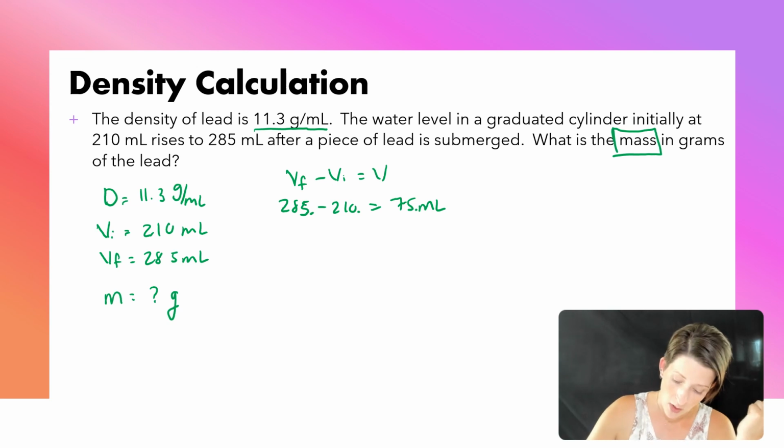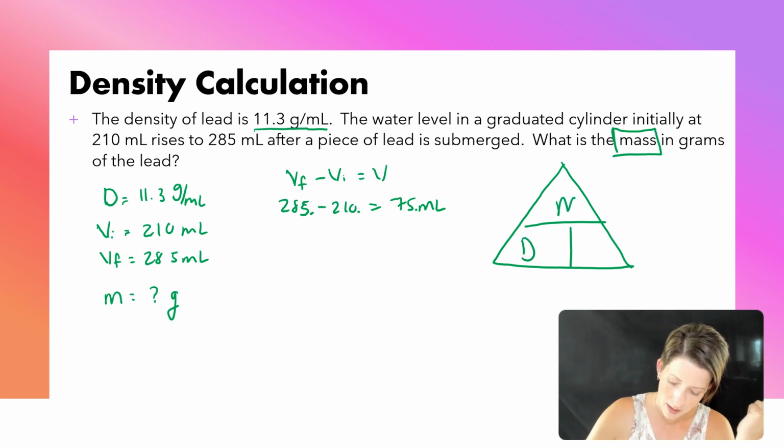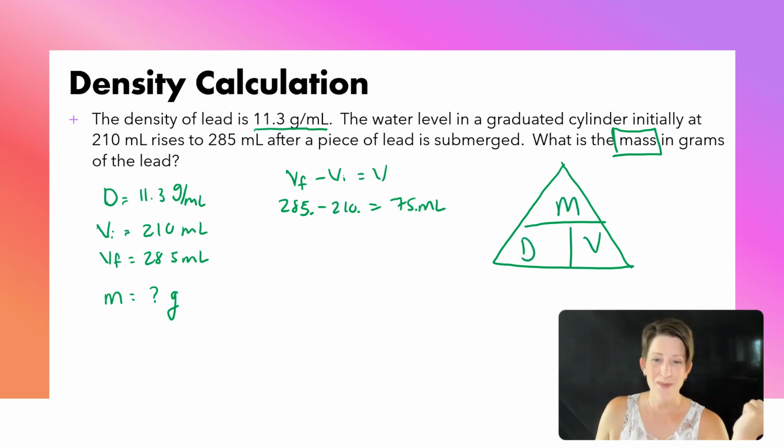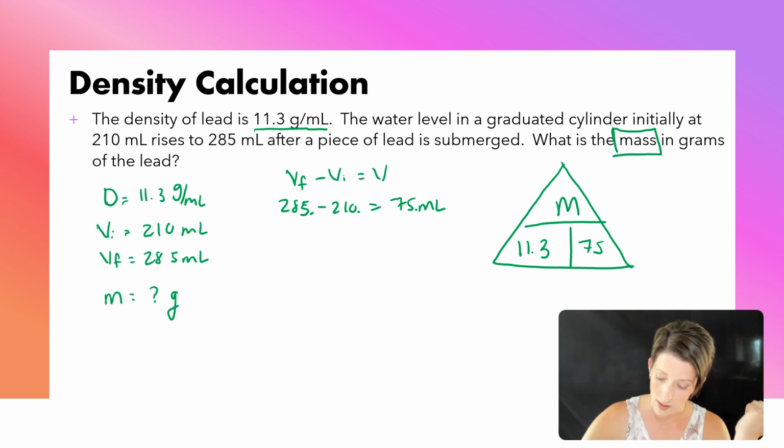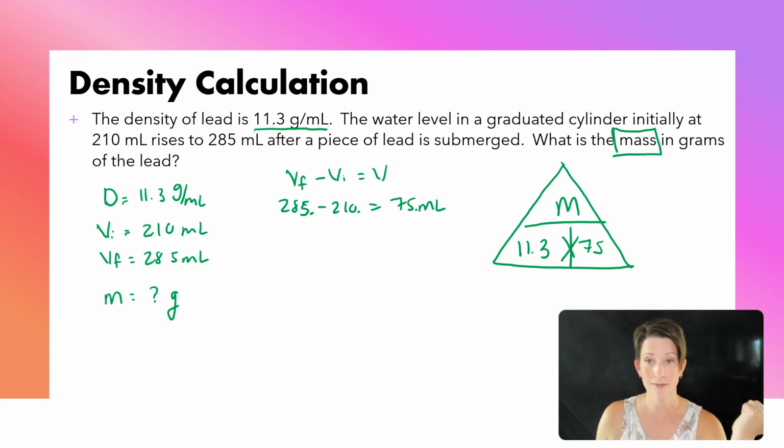Alrighty, so if I use my magic triangle, density makes the heart grow fonder. I am looking for mass. I know my density to be 11.3. I know my volume to be 75. Therefore, I'm going to multiply these two values together.